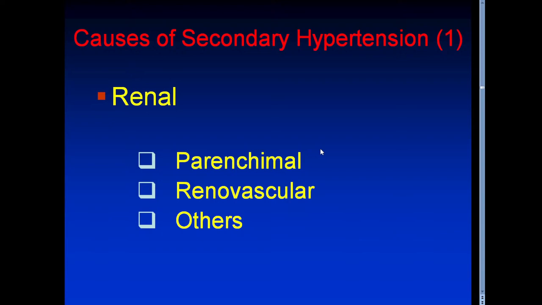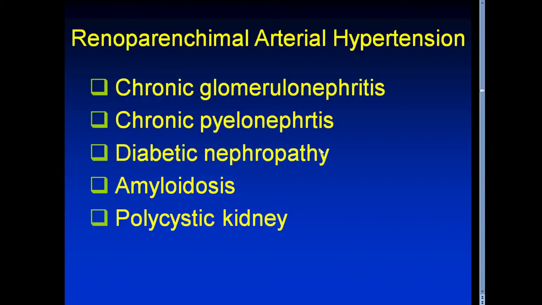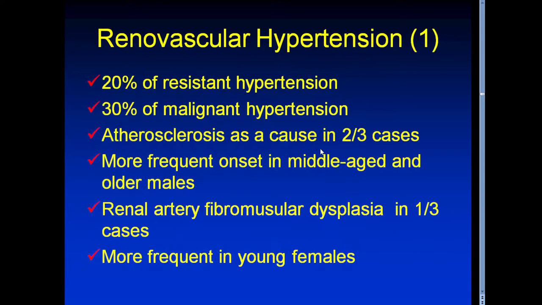What are the causes of secondary hypertension? Renal causes: parenchymal, renovascular, and others. Renal parenchymal arterial hypertension can be in chronic glomerulonephritis, chronic pyelonephritis, diabetic nephropathy, amyloidosis, and polycystic kidney. Renovascular hypertension is 12% of resistant hypertension, 30% of malignant hypertension. Atherosclerosis is the cause in 2/3 of cases.